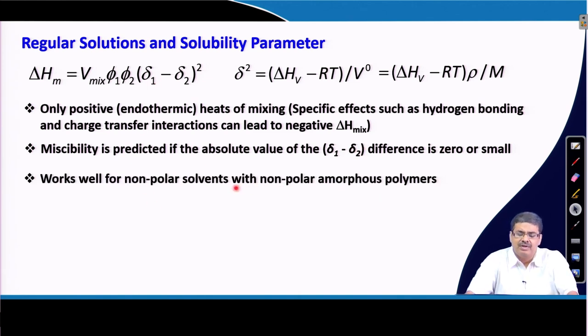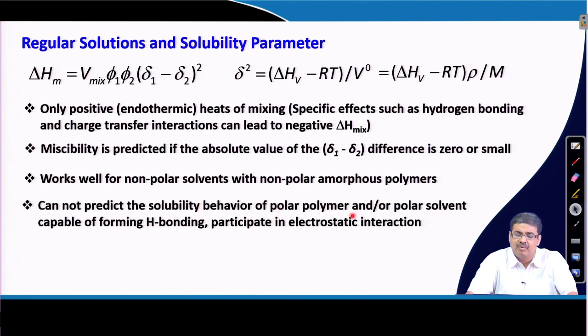Now, this works well for nonpolar solvent and nonpolar amorphous polymer, where interactions like hydrogen bonding, charge transfer interaction or electrostatic interactions are absent. And this cannot predict the solubility behavior of polar polymer and polar solvent capable of forming hydrogen bonding or participating in electrostatic interaction, as we discussed earlier as well. And it is not valid for crystalline polymer, because in case of crystalline polymer, the dissolution process also needs energy for the crystallites to become amorphous before they dissolve in the solvent. So, basically the energy of crystallization is also required to be supplied before the crystalline polymer can be dissolved in the solvent.